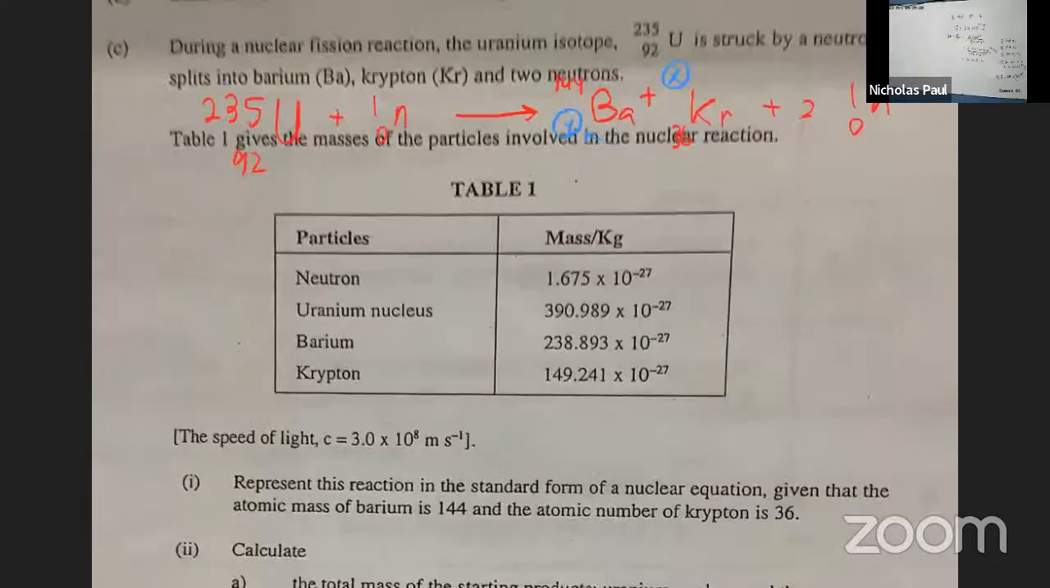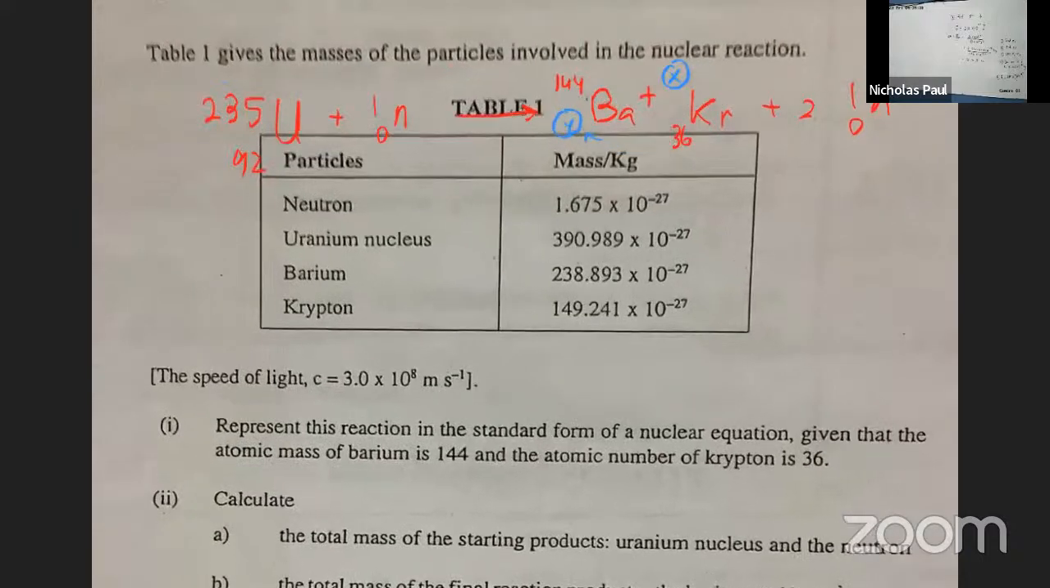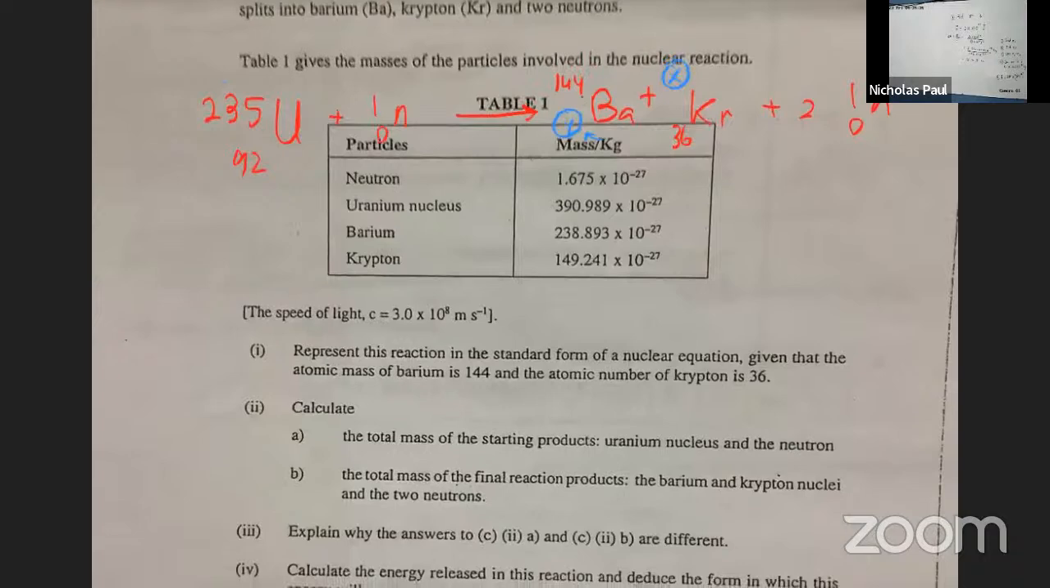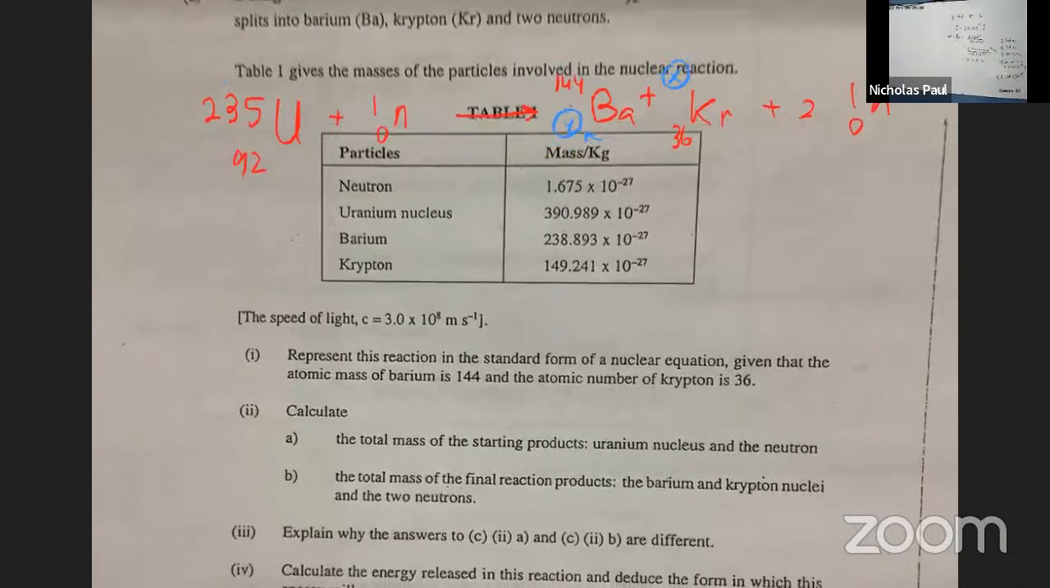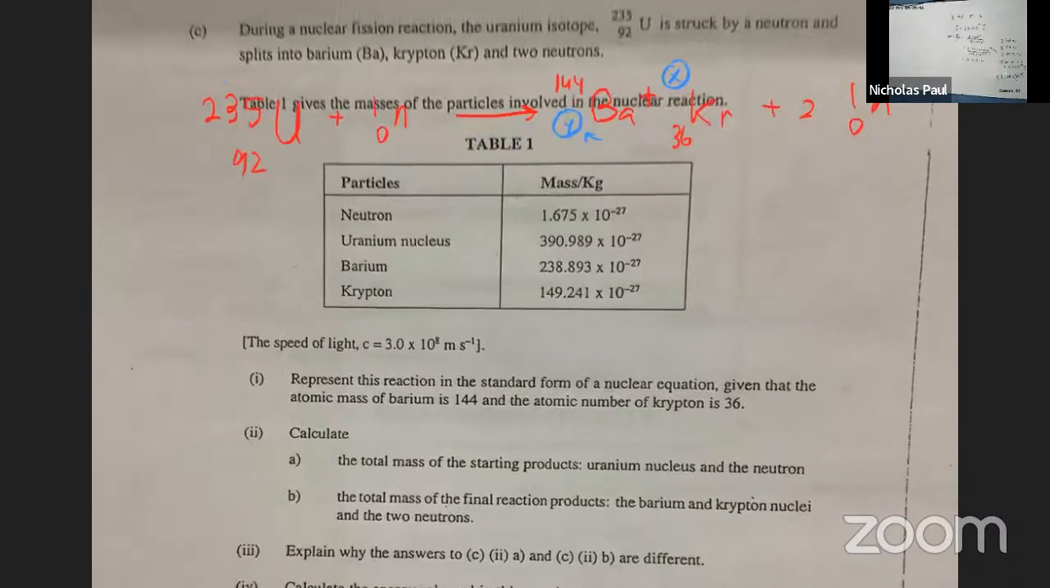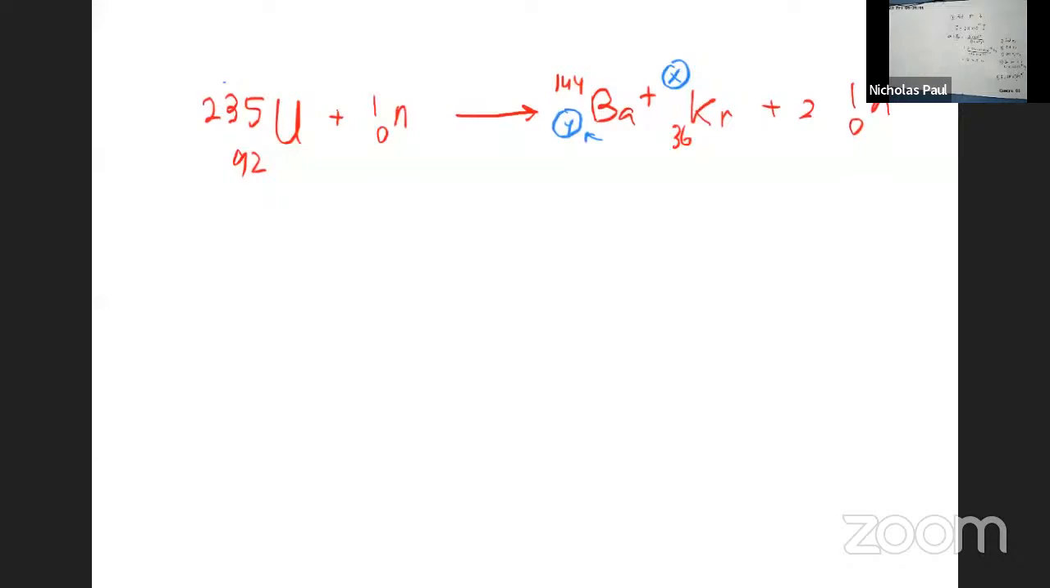Good. So here's what they want now. They want you to work out the energy released in this reaction. So if you look here, I'm going to point out a few things for you. These are your reactants. Okay. These are your products.